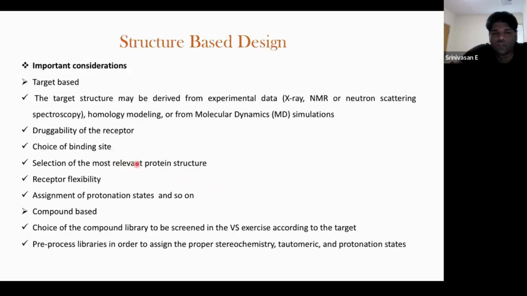And then finally, we have to select the most relevant protein structure. Then we have to find the flexibility and the protonation state of the protein, whether the histidine and aspartic acid are protonated, and then we can calculate the pKa values. All this can be done with the computational tools that are available. You have a humongous number of tools, so you can just use them. It's not a big deal, but I just wanted you all to know that structure-based drug design depends on what kind of study and what kind of protein you are using.